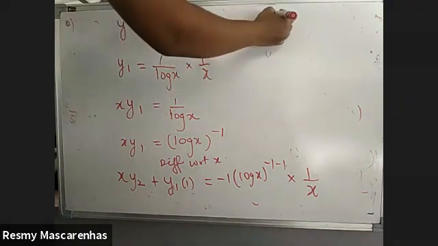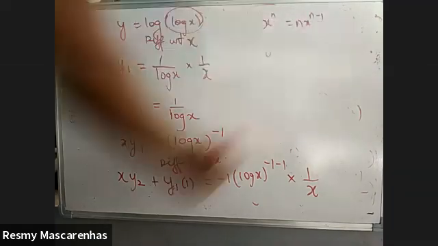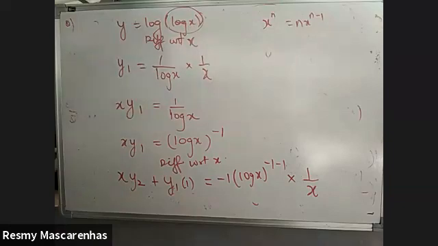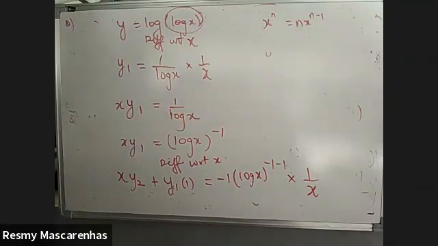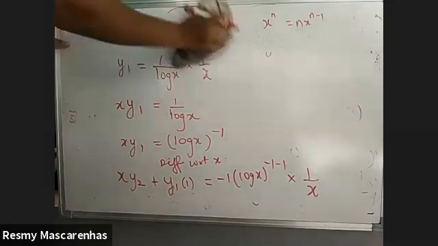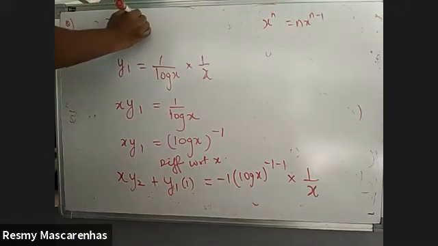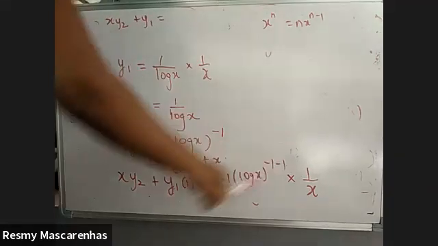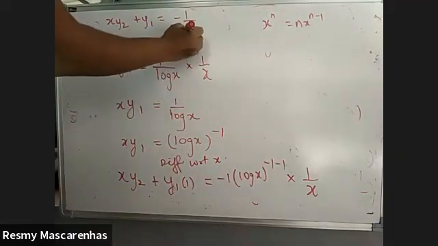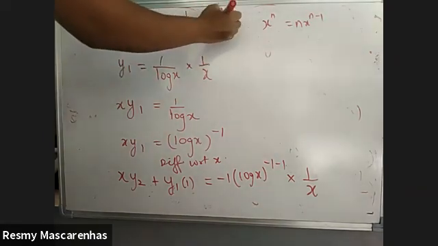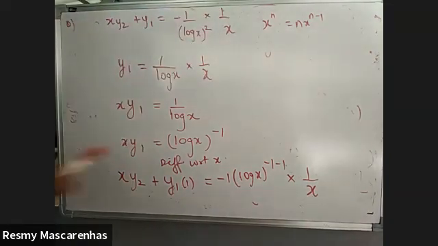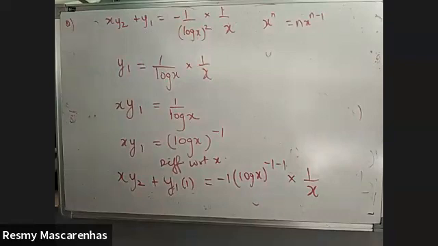I use this formula, x raised to n, n x raised to n minus 1. And minus 1 is there, and then I took the derivative of log x. So this will be x y2 plus y1 is equal to minus 2. Minus 2, if I take it back to the denominator, it will become plus 2. Okay, so this will become minus 2. I'm taking it back to the denominator.